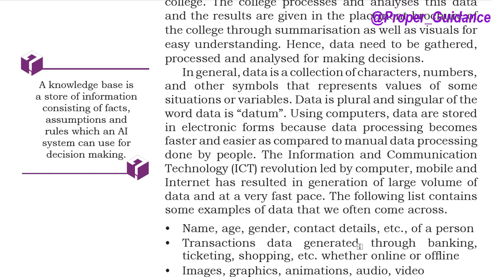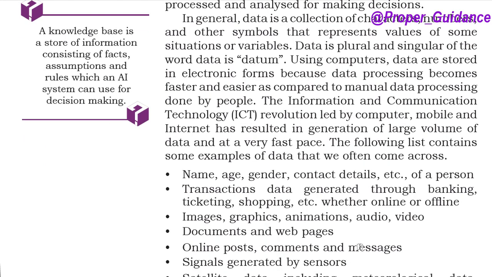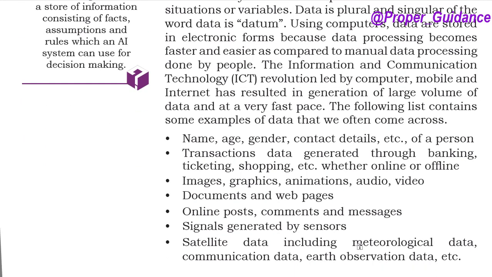So, this is elaborately given. If you please go through. The main concept is some examples of data that we often come across are name, age, gender, contact details, etc. of a person, transaction data generated through banking, ticketing, all these things, images, graphics, animation, audio, video, anything, and you are carrying a smartphone, so many data are there, right?